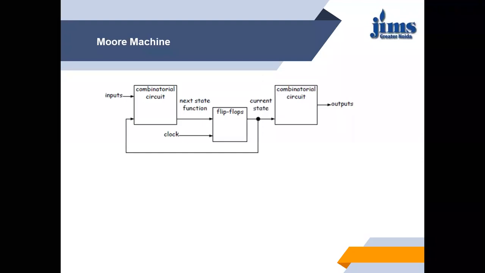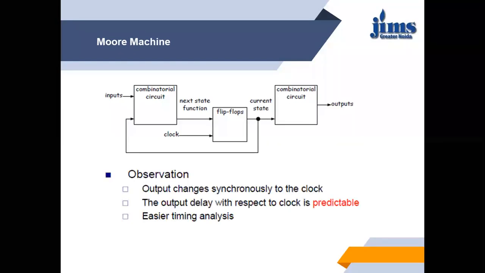On the other hand, this is the Moore model, and the observation from the state diagram of the Moore model is that output changes synchronously to the clock. Unless the next state is given to the combinational circuit with the help of the clock, the output will be the same. The output will only change whenever there is an active clock. The output delay with respect to the clock is predictable, because whenever the clock is given to the flip-flop, only then the input to the combinational circuit related to the output will change, and there is easier timing analysis for the Moore machine.